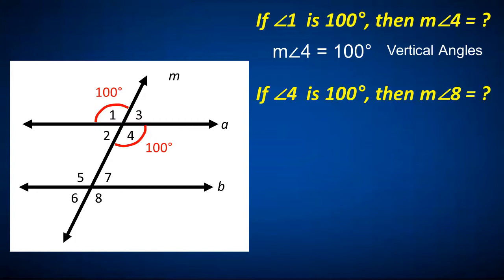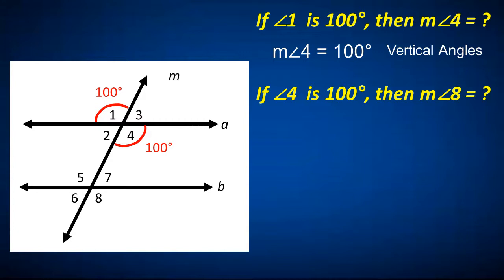Next, if angle 4 is 100, then what is the measure of angle 8? So how do we get the measure right away? If you have a given like that, think first about the relationship of the two angles. Look at angle 4, since it is the given, and angle 8. What is the relationship of angle 4 and angle 8? Is it a pair of same side interior, same side exterior, vertical angles, or corresponding angles?